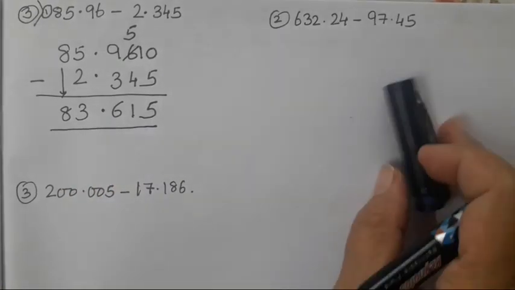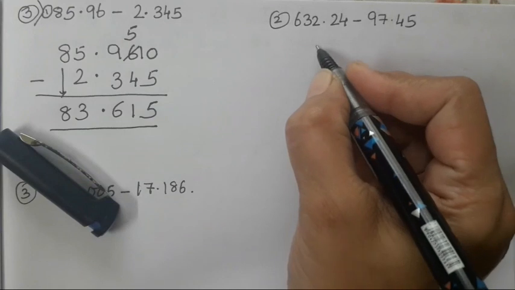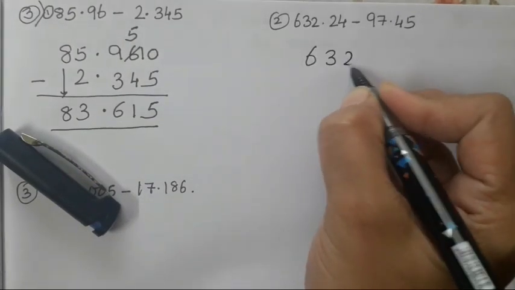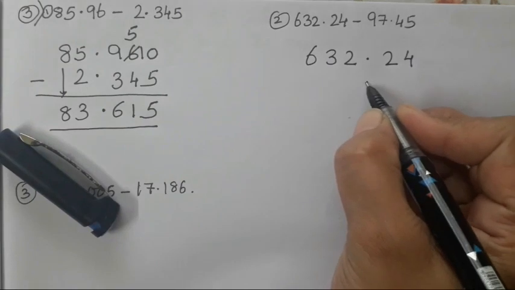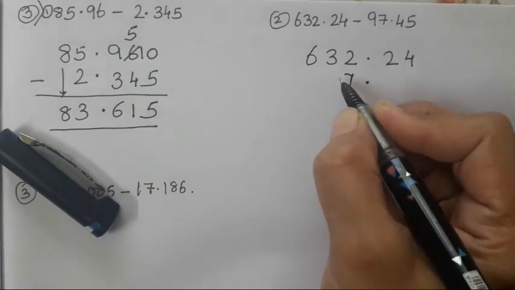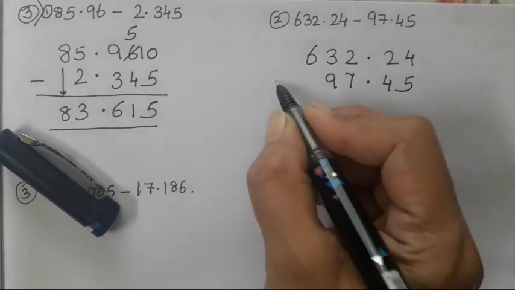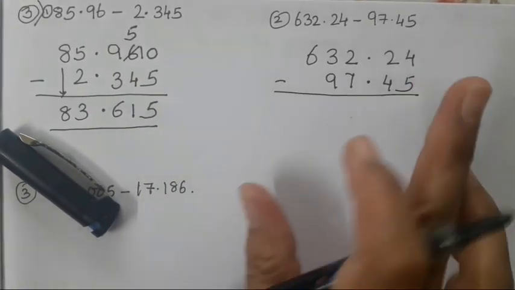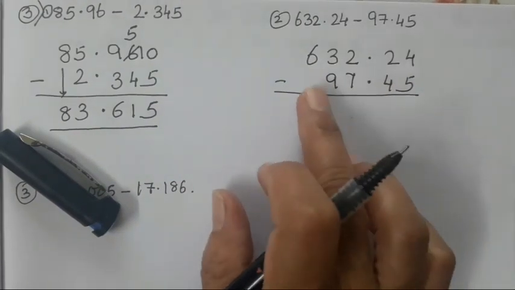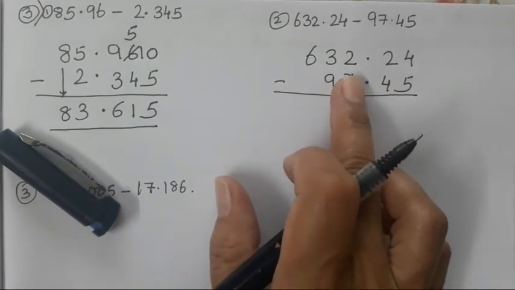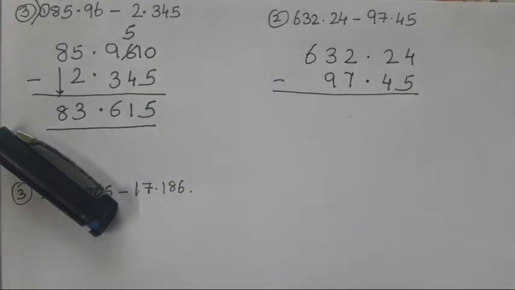Got it? Now next sum we will do, that is 632.24, 97. So as I said, ulta you all have to write, first 7 we will write, then 9, and then 45. Okay, the only problem is you all have to write the numbers properly, children. Don't write 97 point and then 43. No, decimal point below decimal point, number below number.